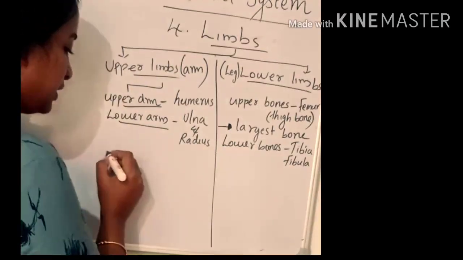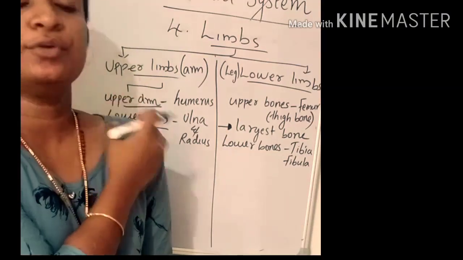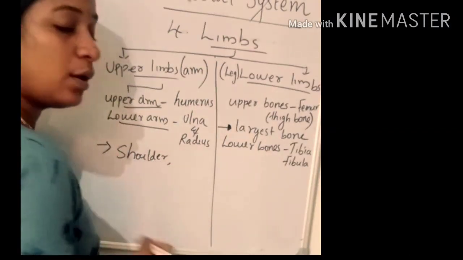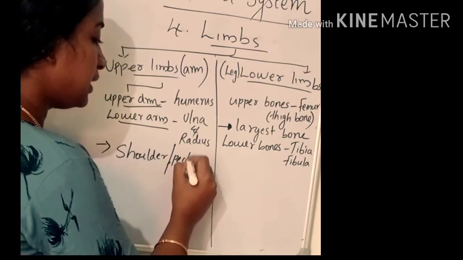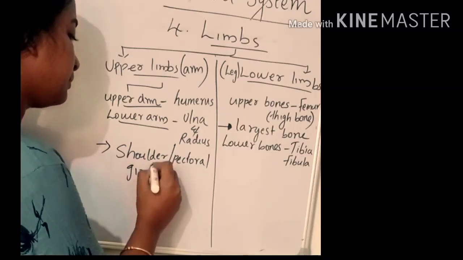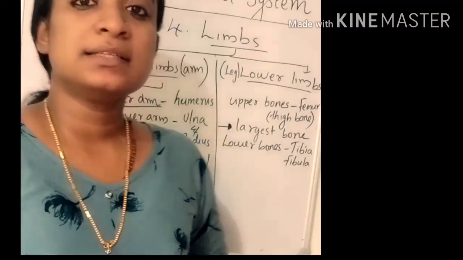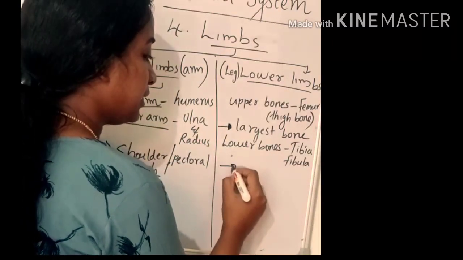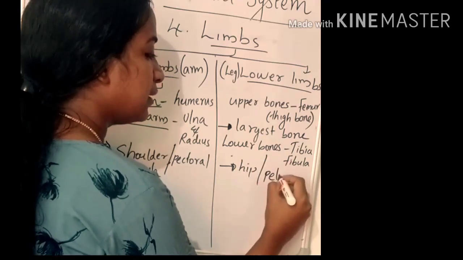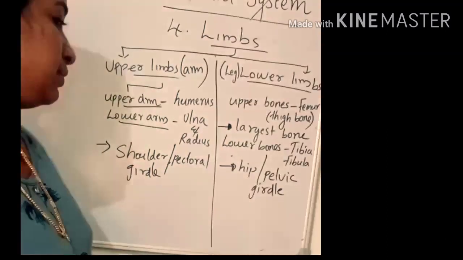Okay. So here the upper limb is connected to a girdle that I already told you about, the shoulder girdle or pectoral girdle, whereas the lower limb is connected to the hip or pelvic girdle.